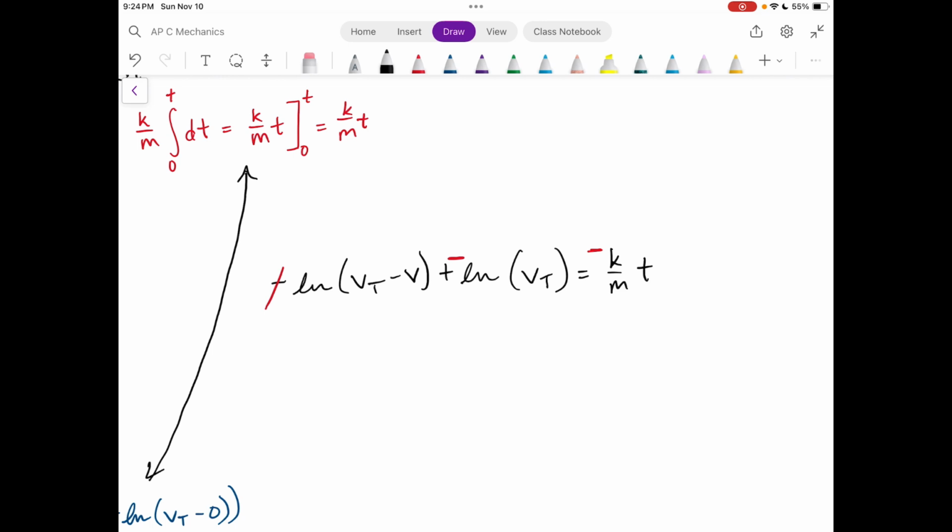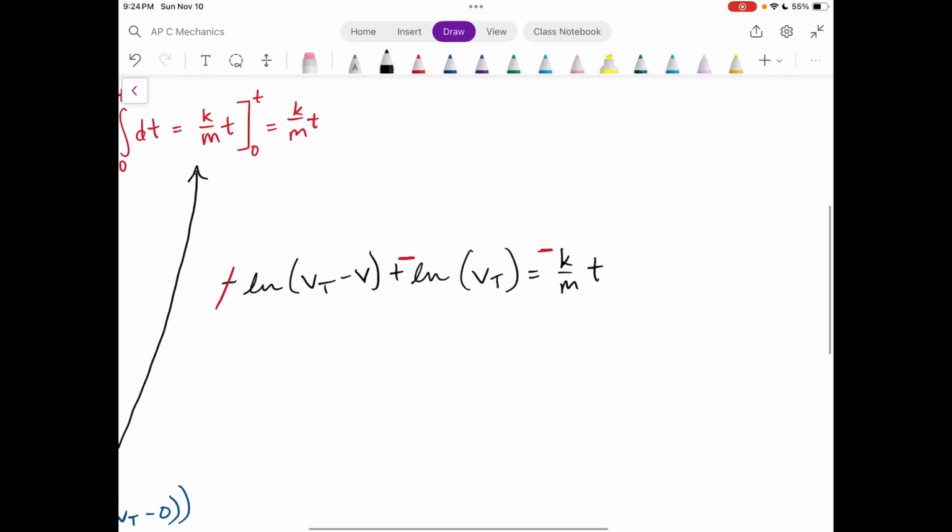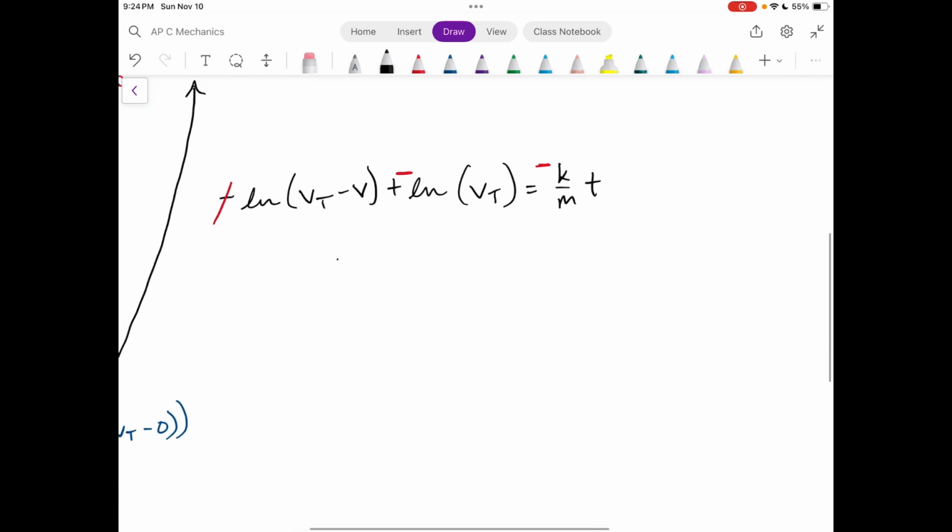And so now I'm going to keep going with the natural log rules. So in other words, you put a subtraction together into a division. So this is going to become natural log of vt minus v over vt. Some of you might be thinking that didn't make any difference. It does. It just makes a step now instead of later. And on the right-hand side, we would still have this negative k over mt.